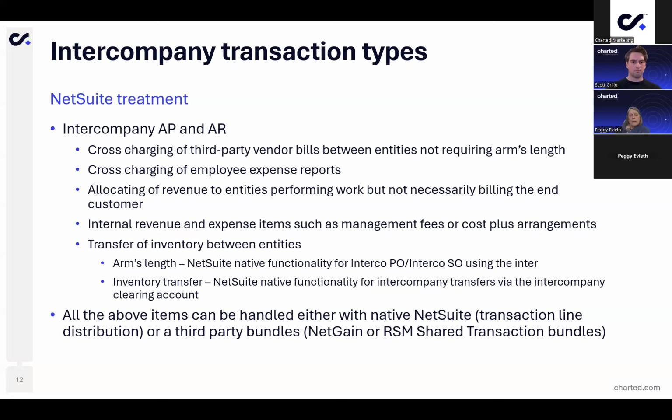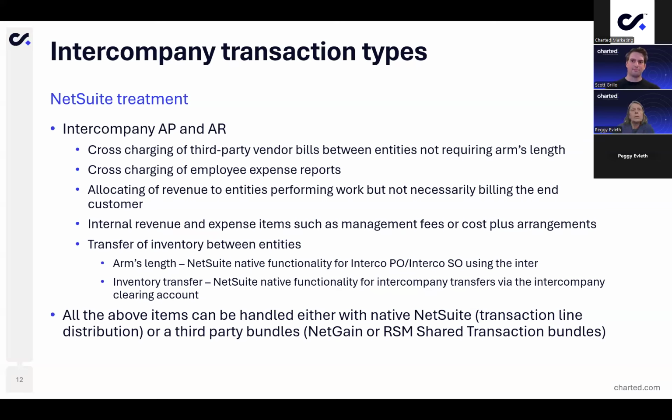I will be honest and say that the native NetSuite is not as intuitive or user-friendly. Nothing against NetSuite. If there are NetSuite people in the room, I'm sorry. I do apologize. However, you can do it if your intercompanies are fairly straightforward. Certainly, the line item distribution is an option.